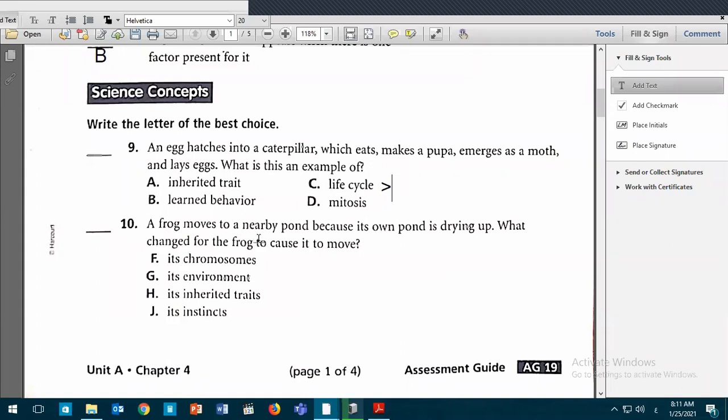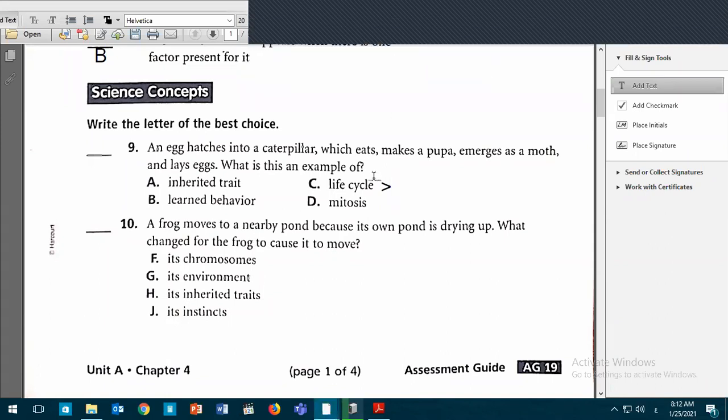Okay. A frog moves to a nearby pond. Yes. But can you raise your voice, please? Okay. A frog moves to a nearby pond because its own pond is drying up. What changed for the frog to cause it to move? Yes. What do you think?